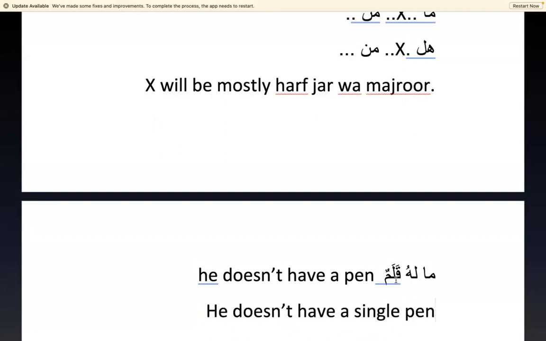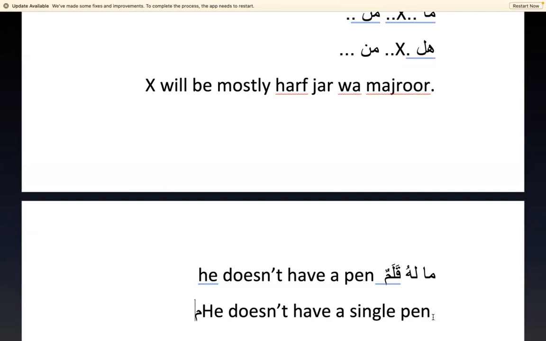When you say in Arabic, ma lahu qalamun, he does not have a pen, it does not mean that he does not have any pen at all. It means he might have some pen. But if you say he does not have a single pen, this becomes a min zaida sentence, right?